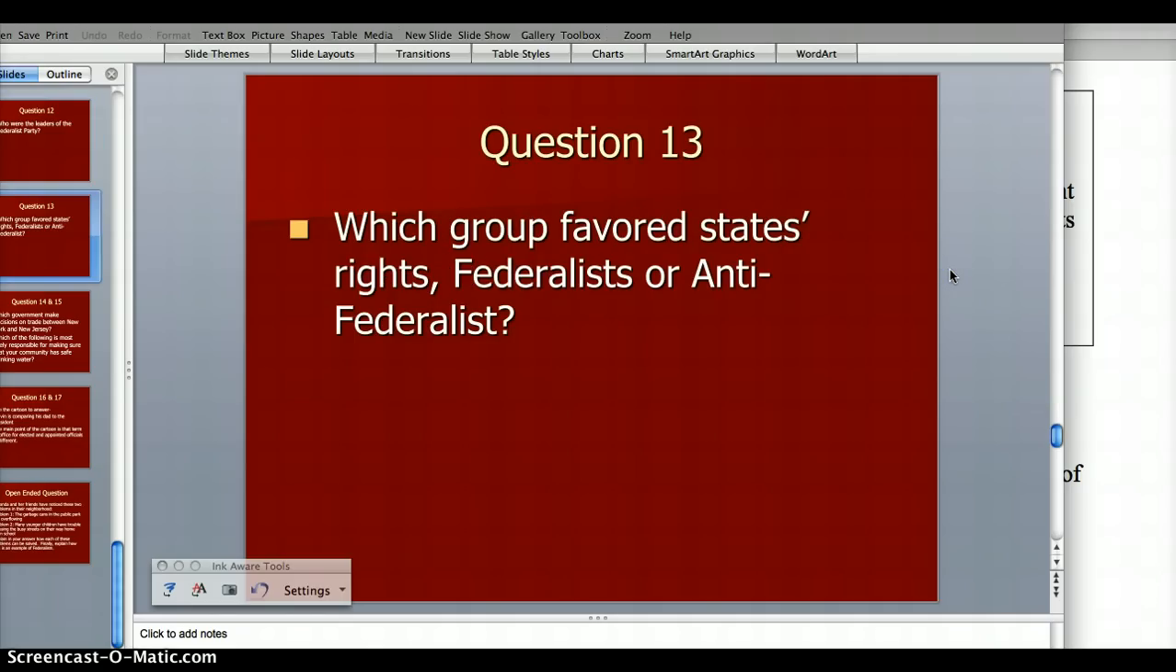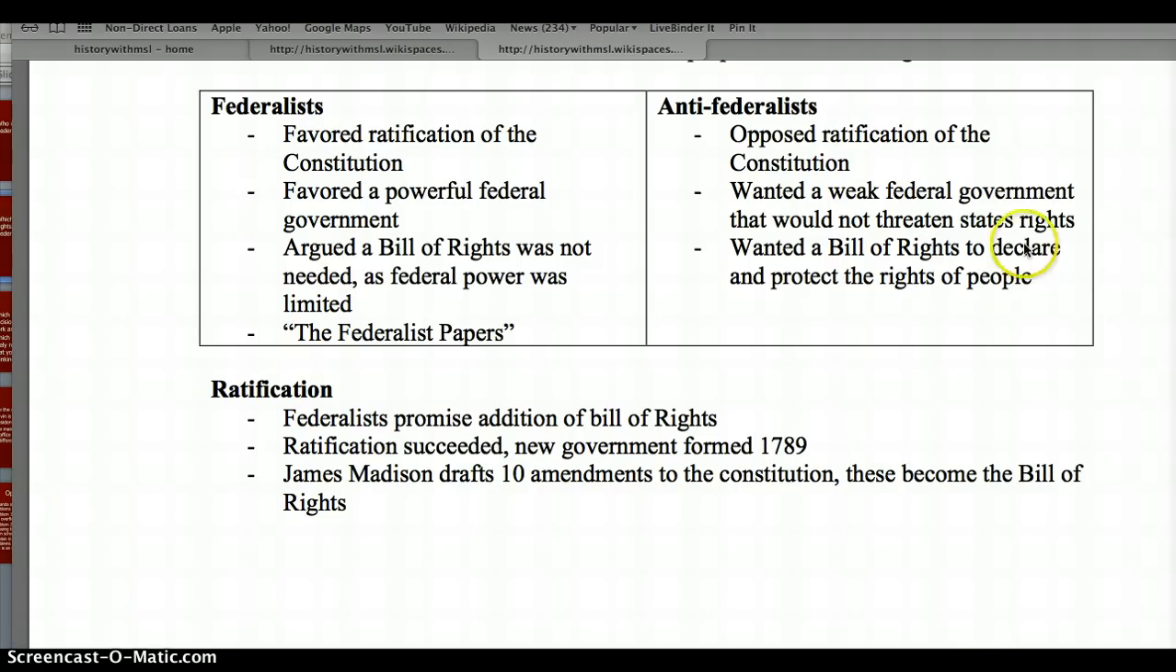Question 13. Which group favored states' rights? Federalist or anti-Federalist? And again, you want to use your chart here. So anti-Federalists wanted a weak federal government that would not threaten state rights.